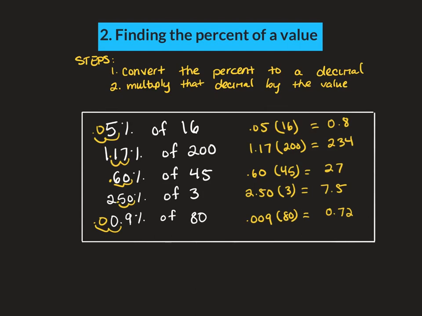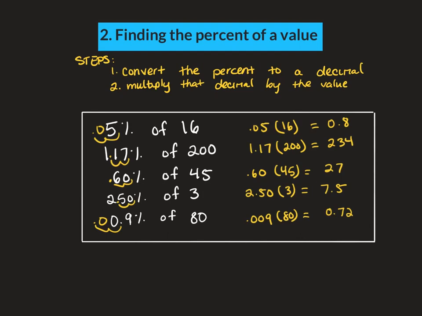Before we move on, let's take a look back at these answers and make sure they make sense. In the first one, we're asking for 5% of 16. 5% is a very small portion of something, and 16 is a fairly small number. So I'm getting a small portion of something that's small, so I should have a pretty small result, and I do, 0.8.